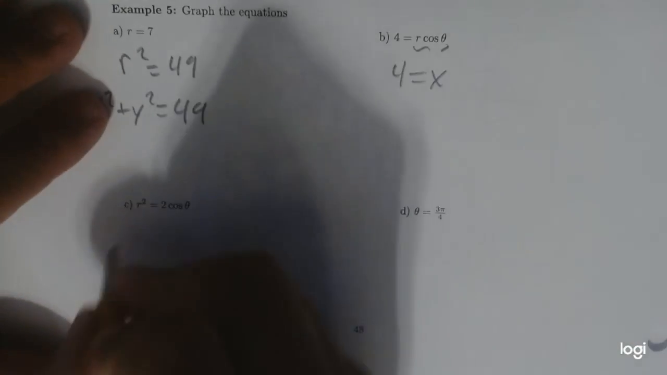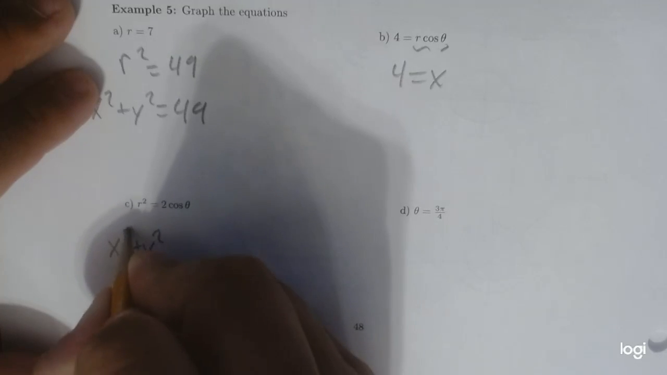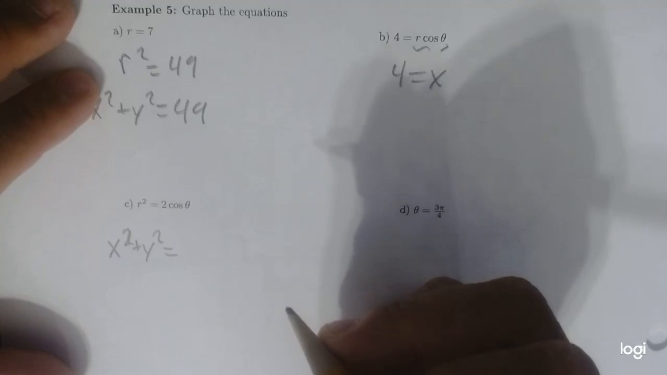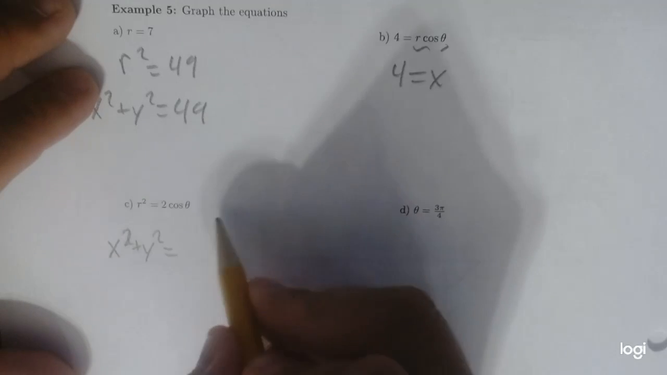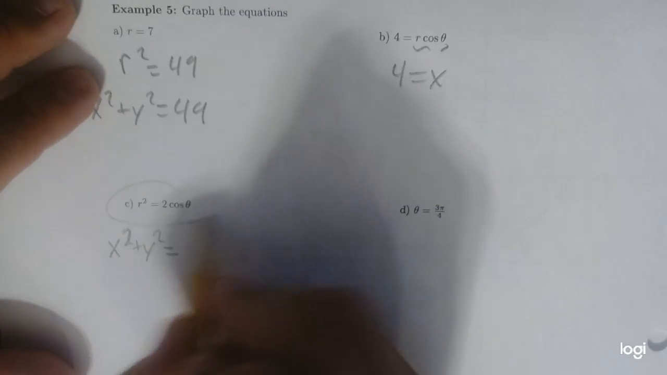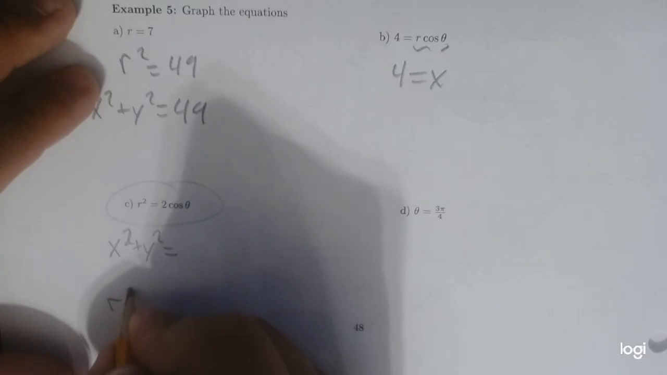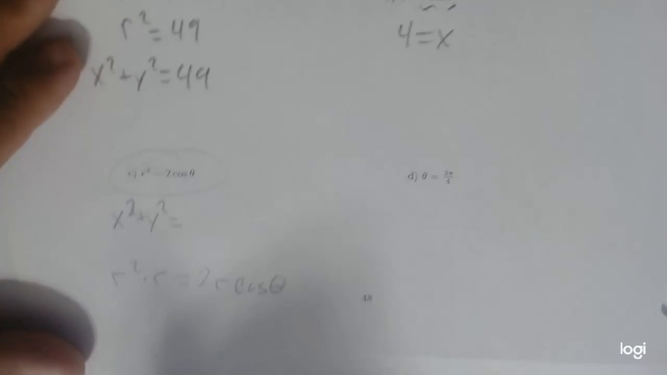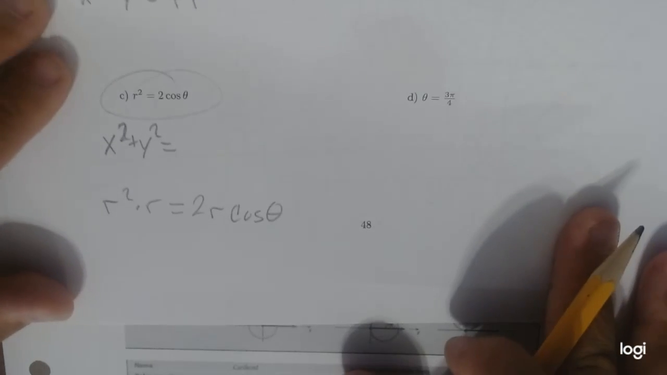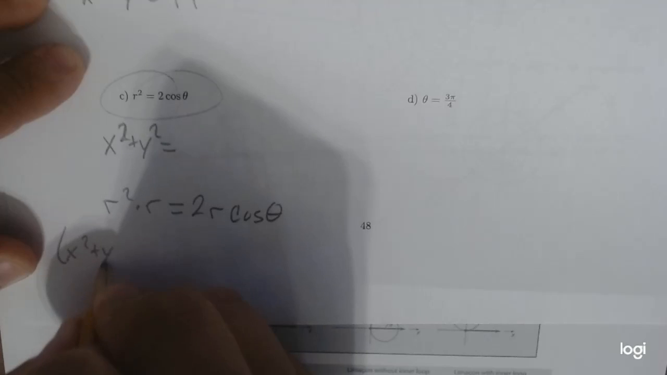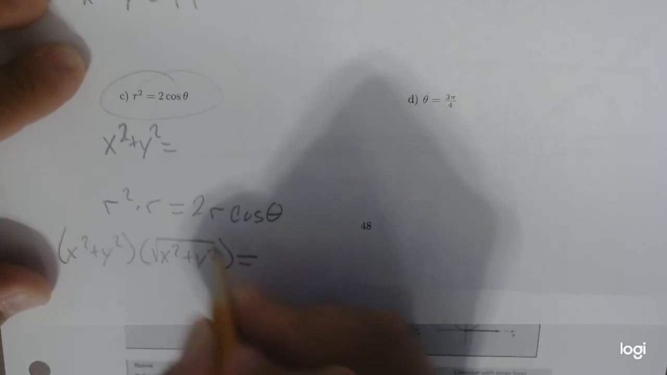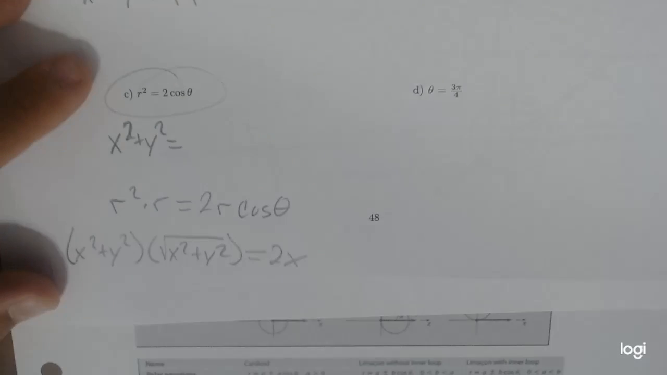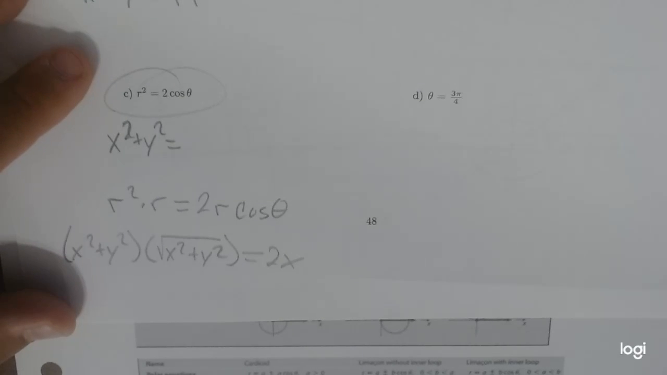Down here, we have x squared plus y squared is equal to, we don't have an r. Well, that's interesting. So we can't actually do that. So remember, when it comes to conversions, we have to multiply by r. So we have r squared times r is equal to 2r cosine theta, and you'll see why I do that right now. This is a trick question. So now we know r squared is x squared plus y squared, and we know r is radical x squared plus y squared, and now this is equal to 2x. So it may look funky, but we can technically graph that as well. Okay, but that's it. That's all we're doing when it comes to that.